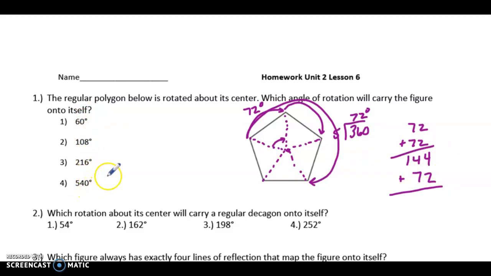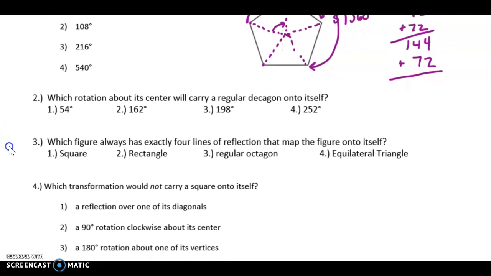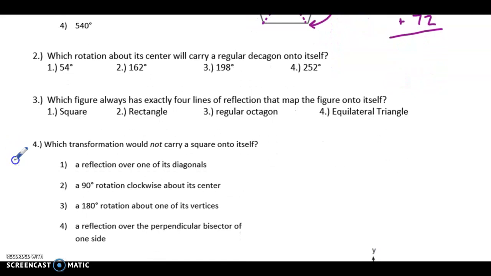It could be more than 360, but you're going to add 72s until you get to one of these answers. I'm not going to tell you the answer. I'm going to have you keep going there. Whoops, back to this one. So let's go ahead and look at a couple more of these. We're not going to do them all, but I'll take a look at question number 2.